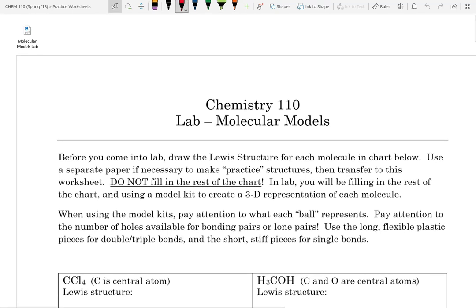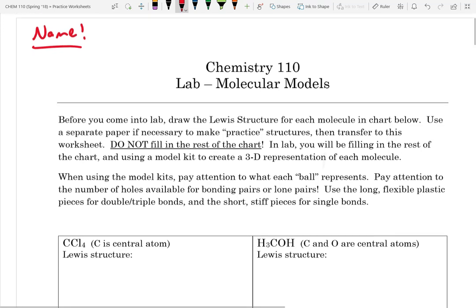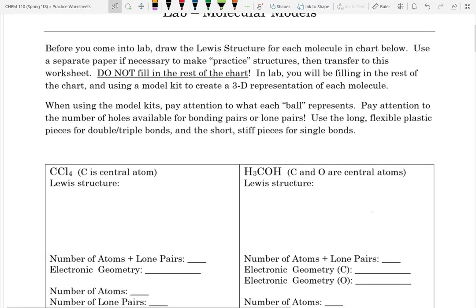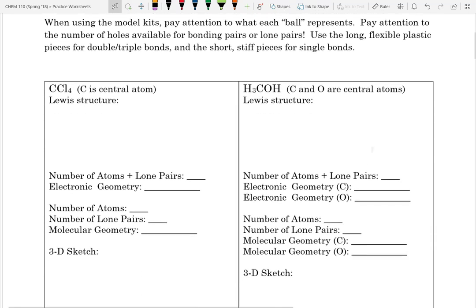And I forgot on here, please put your name. I can't grade you if you don't have your name on there. I guess I could just give everybody 100%, but. Yes. I like that idea.